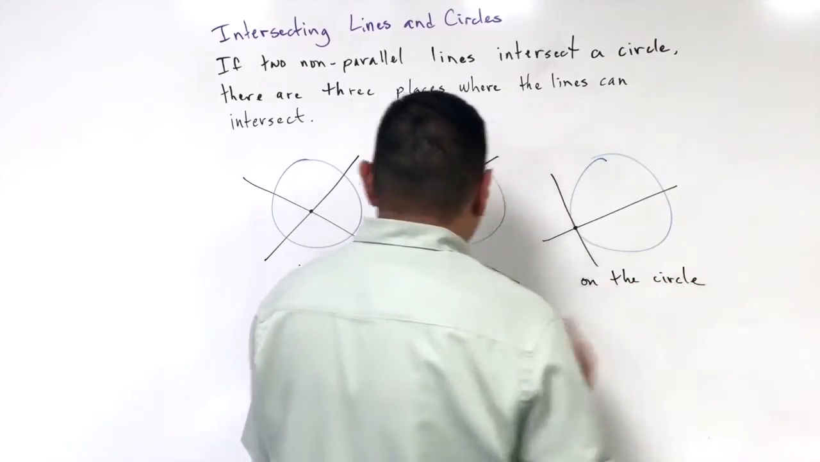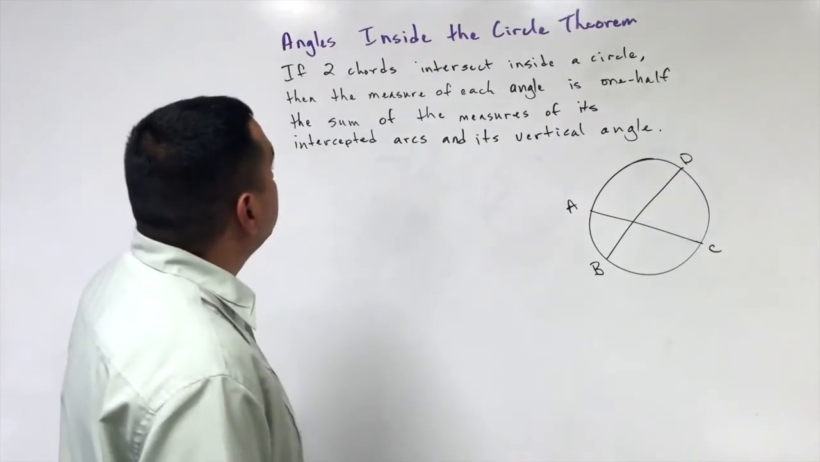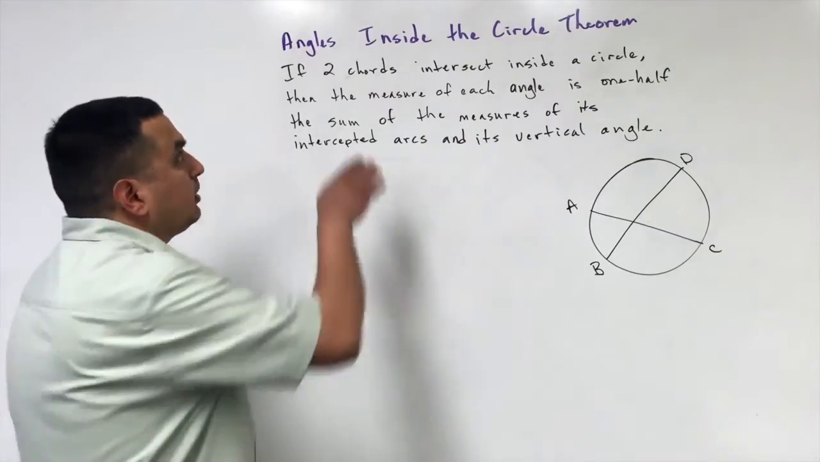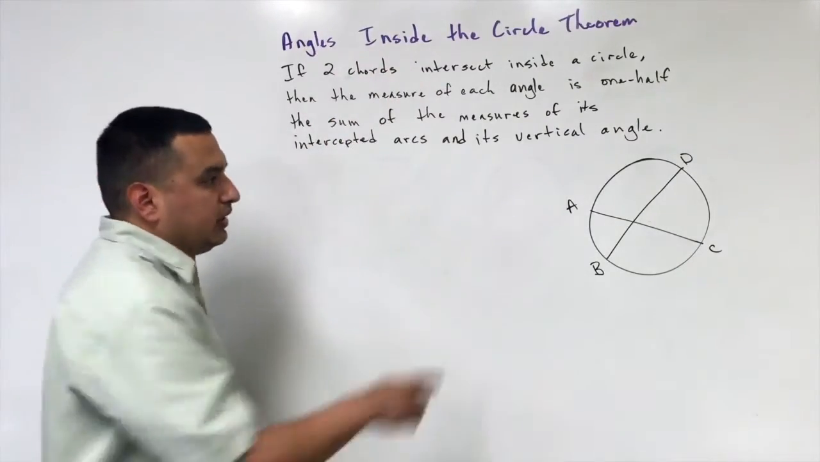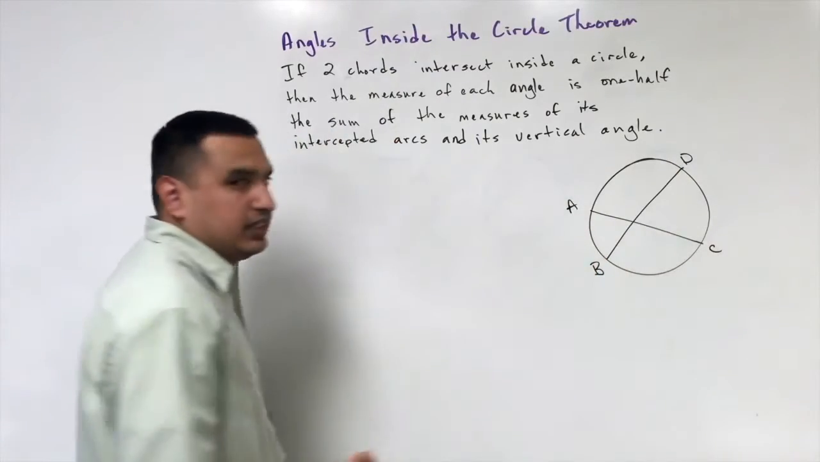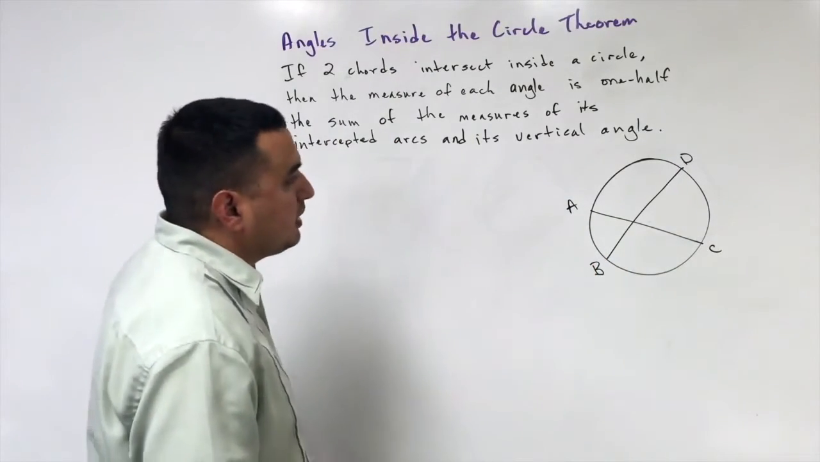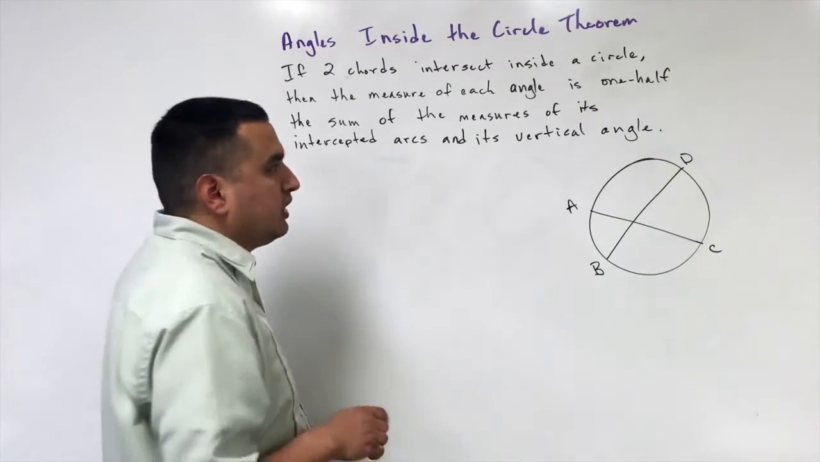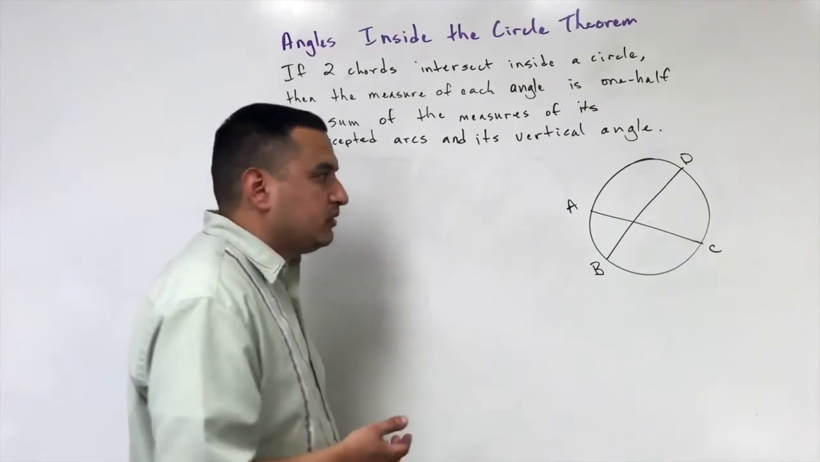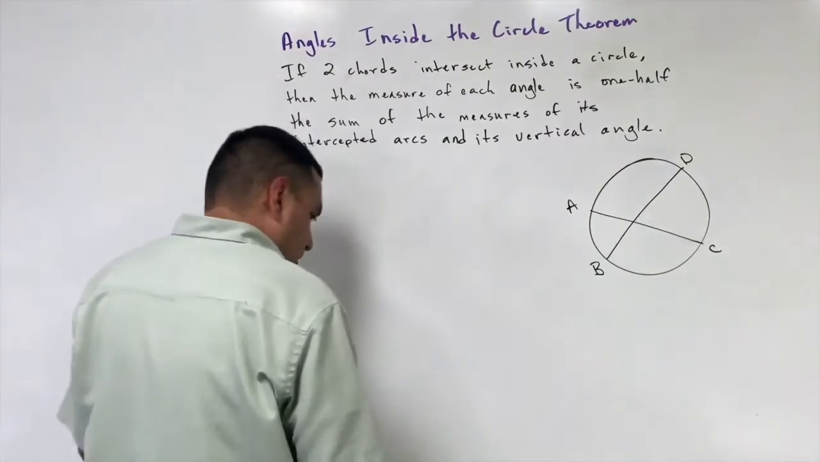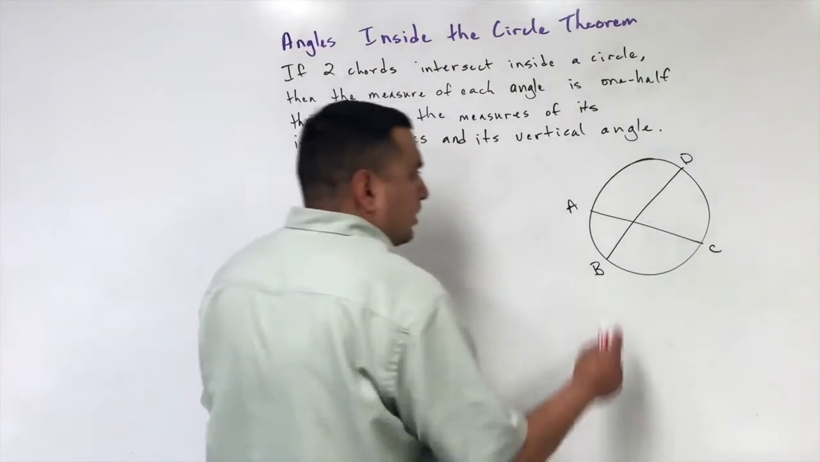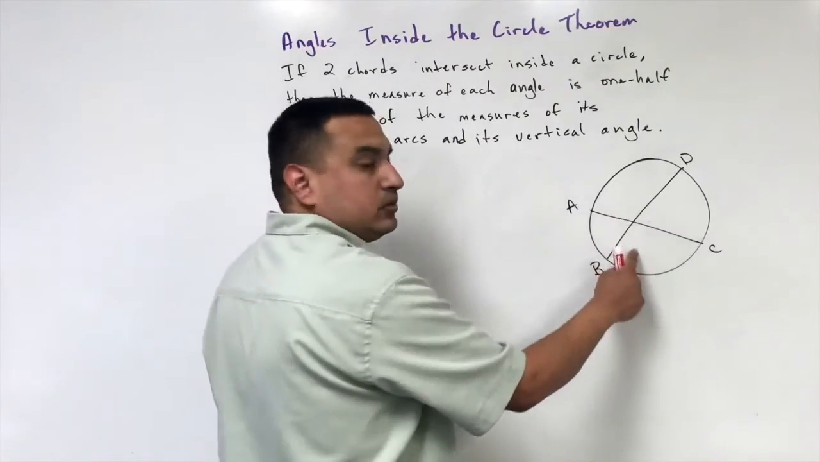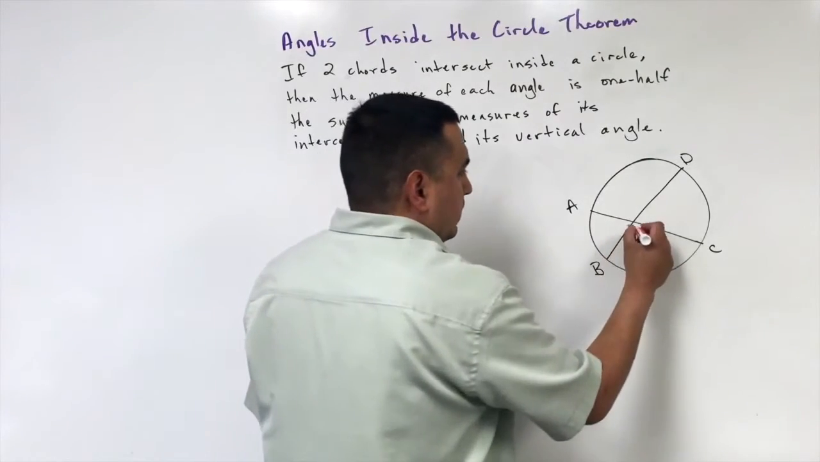Like so. So now we've got to look at these theorems. We want to look at inside the circle. So I have two chords here that are intersecting inside the circle. The theorem says that each angle measure is going to be half the measure of its intercepted arc. So I do have some vertical angles. These two here would be vertical, and so obviously they're going to be equal.